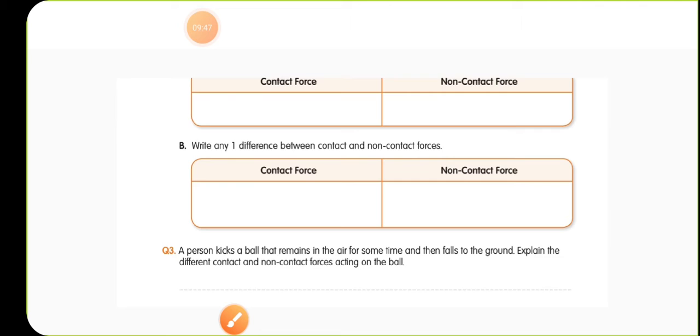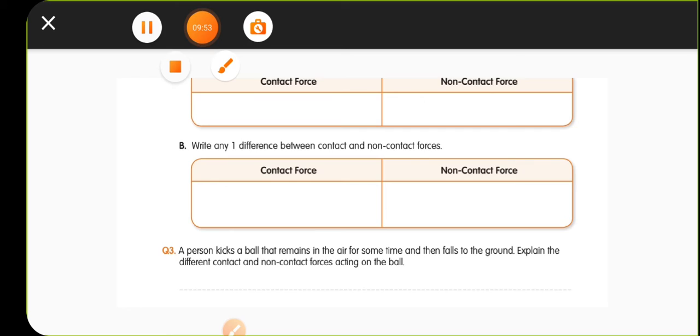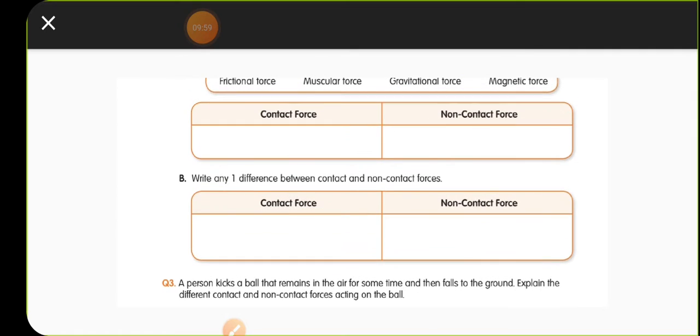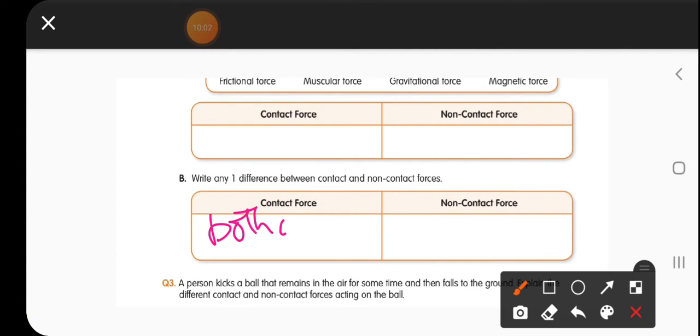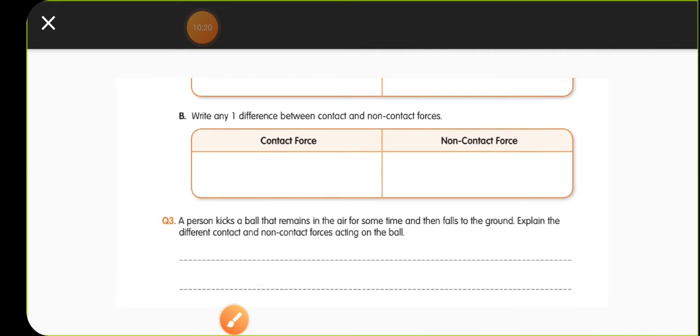The big question: write any one difference between contact and non-contact forces. In contact forces, both the objects touch each other. Both the objects are in touch with each other, whereas in non-contact forces, objects are not connected, they are not touched with each other. Okay. Now the third question: a person kicks a ball that remains in the air for some time and then falls on the ground. Explain the different contact and non-contact forces on the ball.